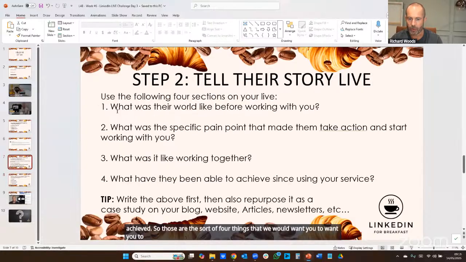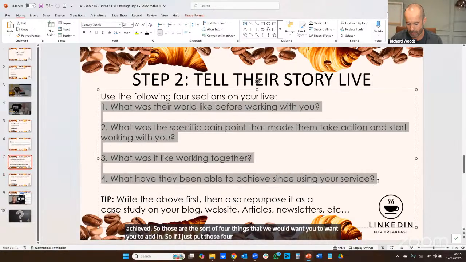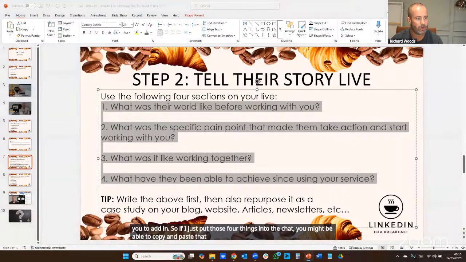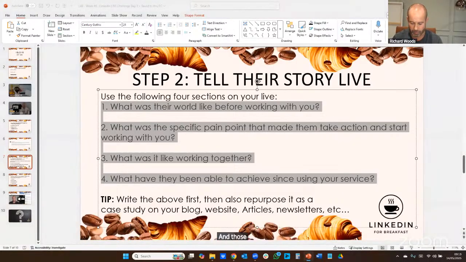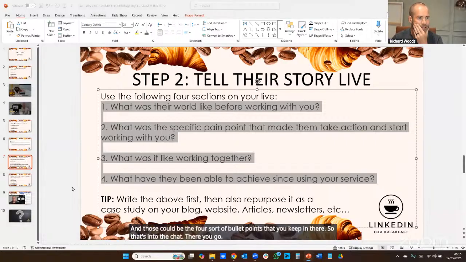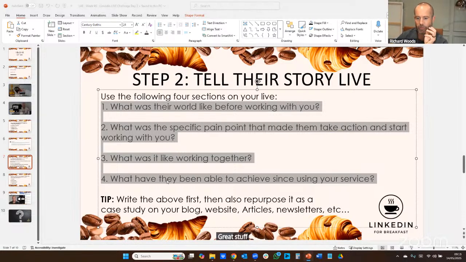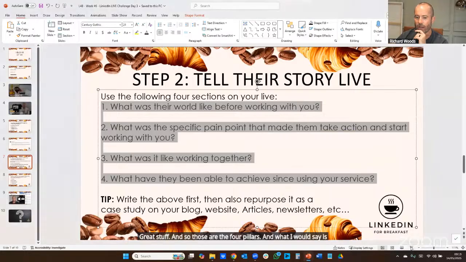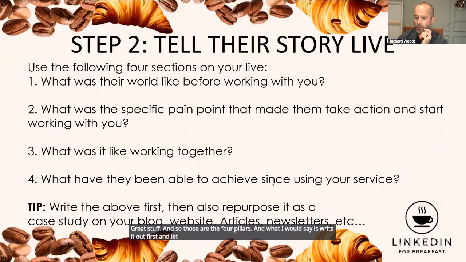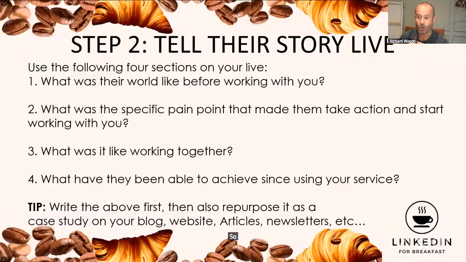So if I just put those 4 things into the chat, you might be able to copy and paste that just to remind yourself. And those could be the 4 bullet points that you keep in there. So that's into the chat. There you go. Great stuff. And so those are the 4 bullet points. And what I would say is write it out first and let ChatGPT help you with this as well. So you could actually copy and paste that.